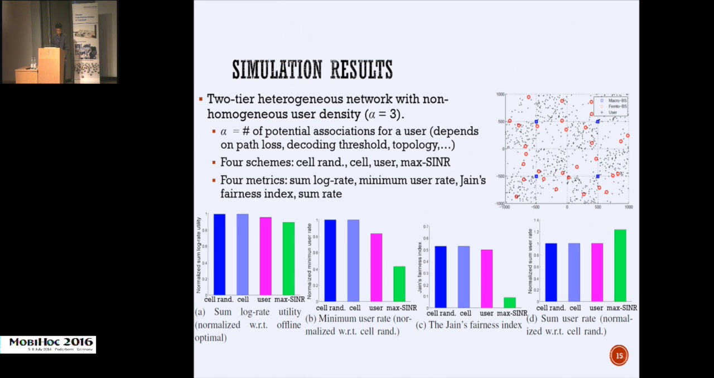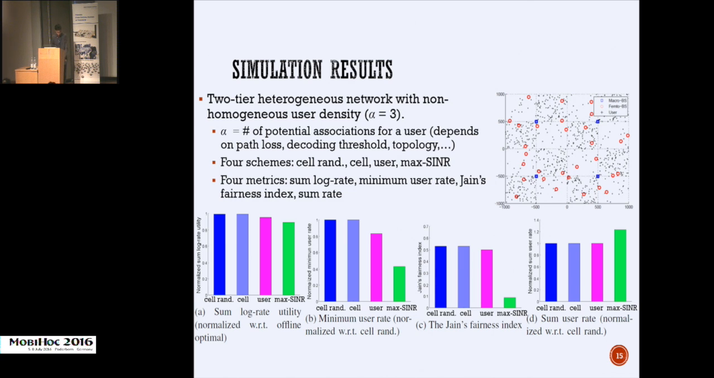There are 4 metrics. The first metric is the sum log rate. It's just the sum utility of our optimization problem. This sum log rate corresponds to the notion of proportional fairness. We also compare the minimum user rate and the Jain's fairness index. The Jain's fairness index is between 0 and 1. The higher, the more fair, so 1 is the largest. And the last metric is the sum rate.